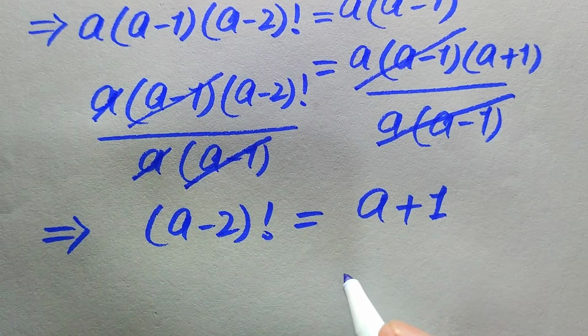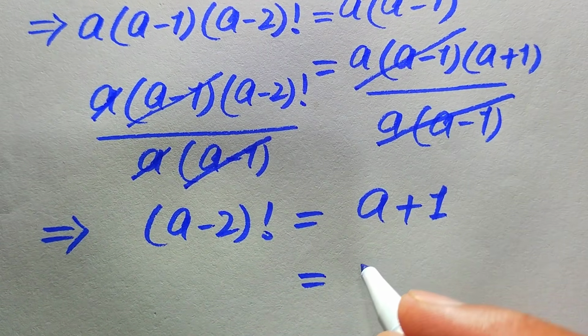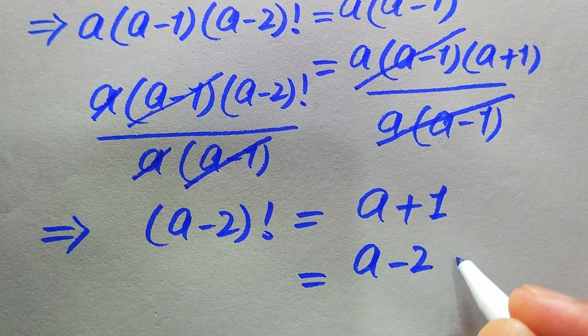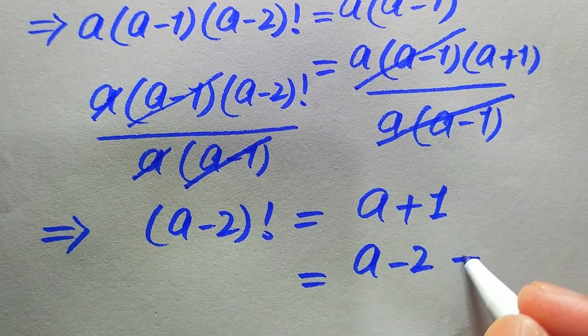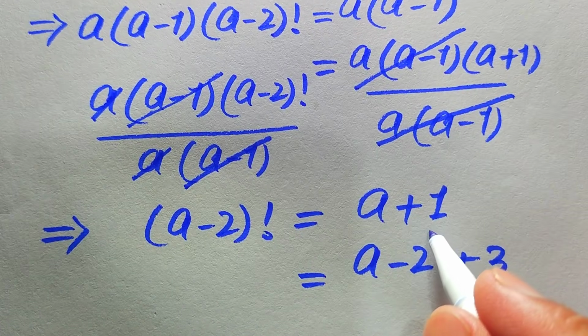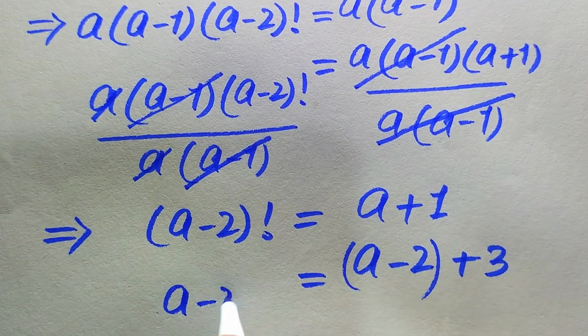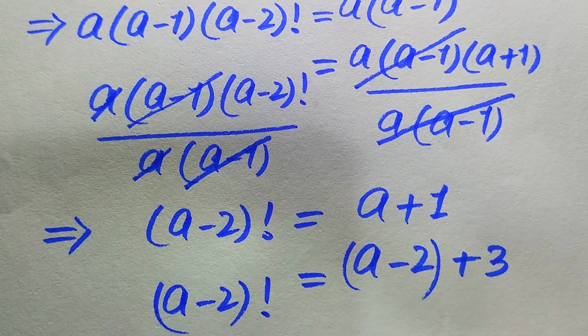Further, we need more simplification on the right hand side, and we write this a plus 1 as (a minus 2) plus 3. You know that minus 2 plus 3 becomes plus 1. So you see that both of the sides involve the term a minus 2.